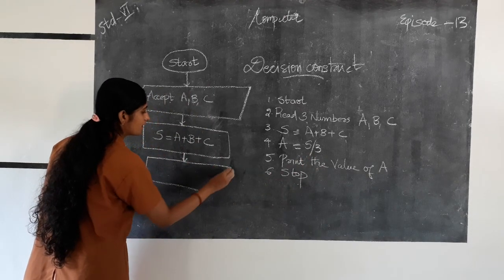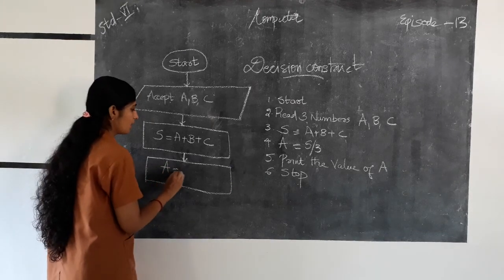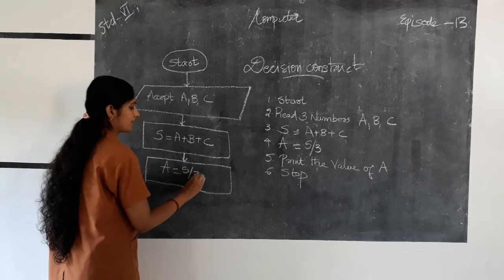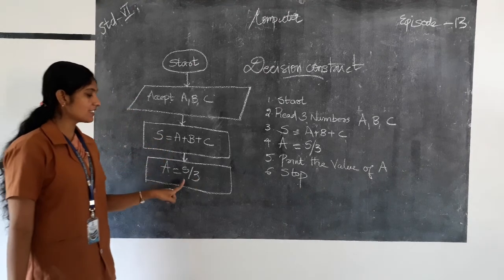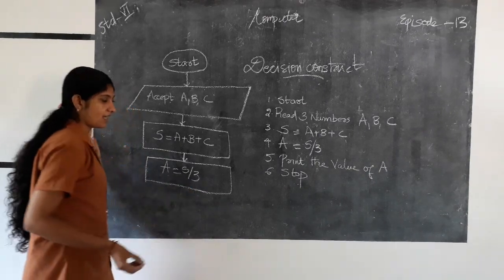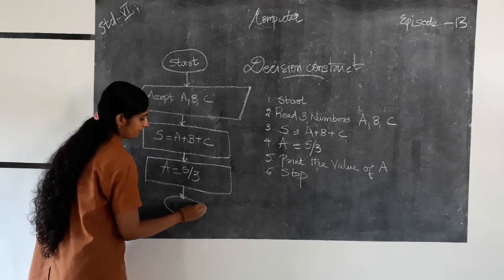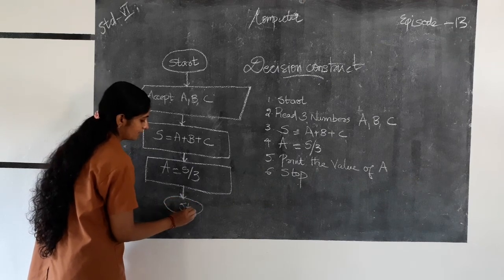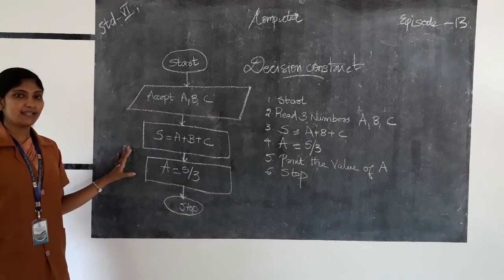There is another processing box, which includes the average A is equal to S by 3. Here the value of S is stored in the variable S, and it is divided by the number 3 for finding the average. Then finally the last step, stop. So this is a common way to find the average.